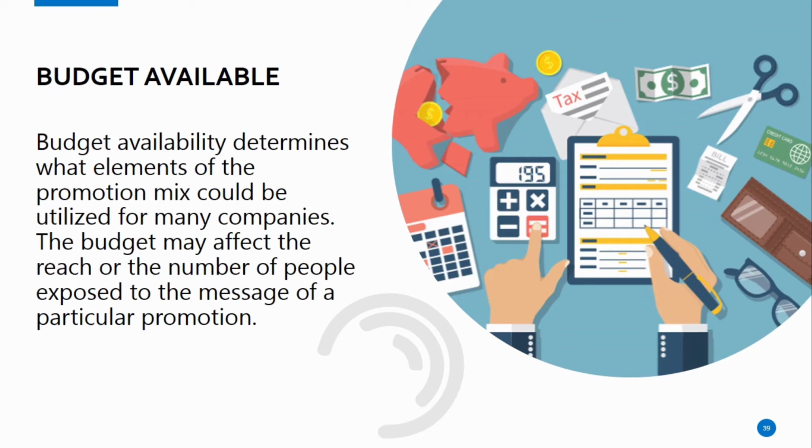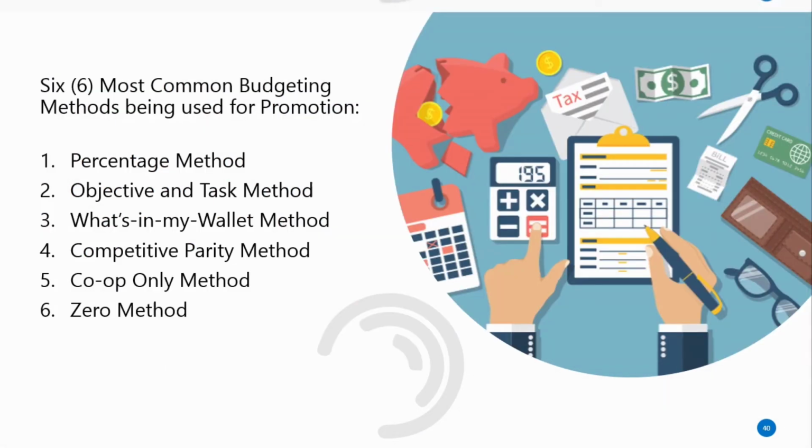While on the contrary, small companies do not have enough budget to produce many materials nor run commercials on TV. Hence, they may not be able to receive the exposure needed, unlike the big companies. There are six most common budgeting methods being used for promotion, which are percentage method, objective and task method, what's in my wallet method, competitive parity method, co-op only method, and zero method.